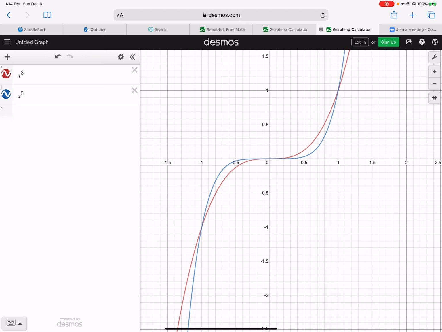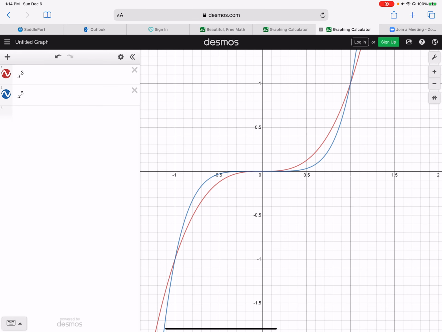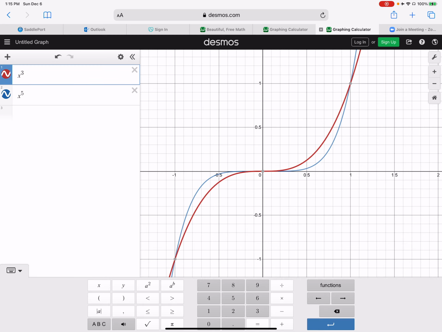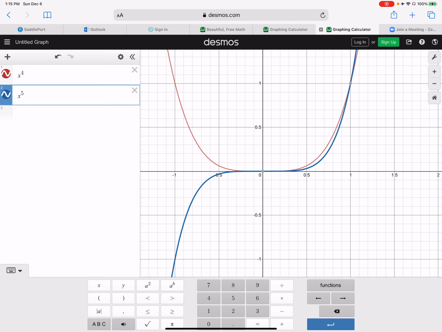And sometimes that's important when you're trying to find area between curves in calculus, to understand for values between -1 and 0 and 0 and 1, which function lies closer to the x-axis, and the higher powered polynomial will in these basic cases. Same thing kind of happens when instead you have x to the fourth versus x to the sixth.